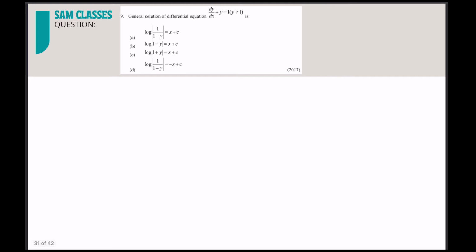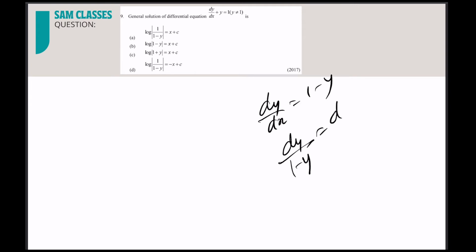Next, general solution of the equation. Okay, now this one we can solve in different ways. Let's see different ways. So what we can do here is, we can write dy by dx is equal to 1 minus y. Bring y one side. So dy by 1 minus y is equal to dx.